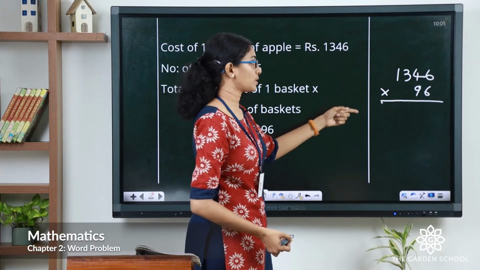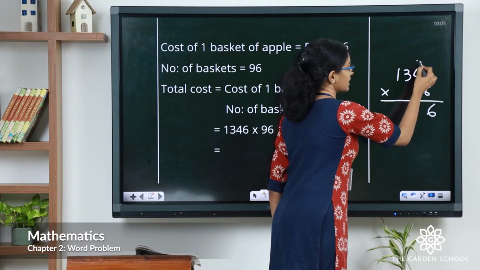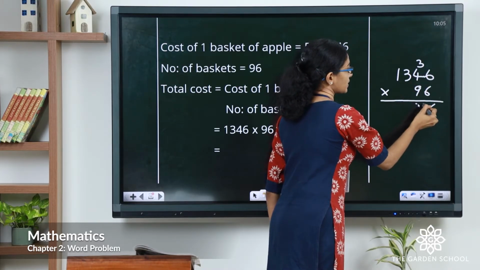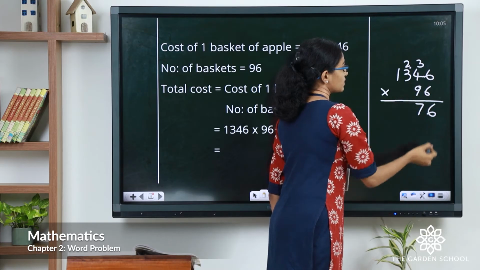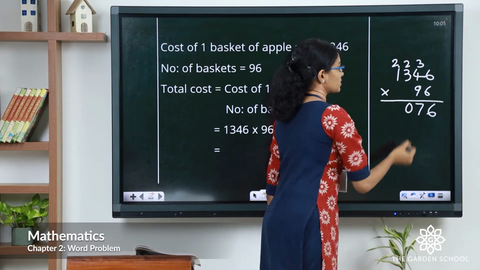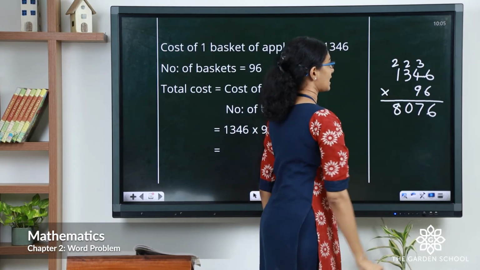1346 into 96. So, how do we multiply? We start with the ones. 6 into 6 equal to 36, carry over 3. Now 6 into 4 equal to 24 plus 3, 27. Carry over 2. 6 into 3, 18 plus 2 is 20. Carry over 2. Now 6 into 1, 6 plus 2, it is 8.